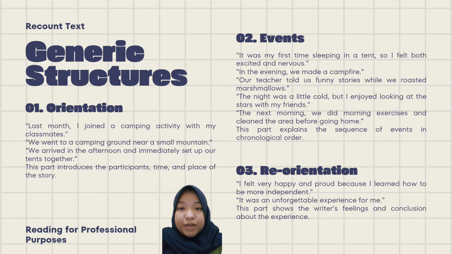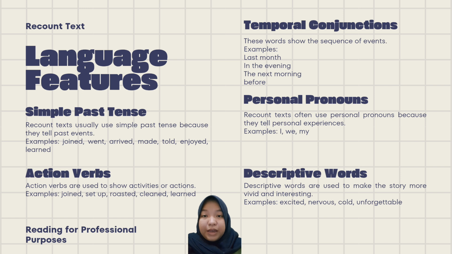The second structure is events. This section explains the sequence of activities or experiences step by step. And the last structure is reorientation. This section contains the writer's feelings, opinion, or conclusion about the experience. Next, let's discuss the language features. The first language feature is simple past tense. Recount texts use simple past tense because they tell events that already happened in the past. Some examples are joined, went, arrived, and learned.